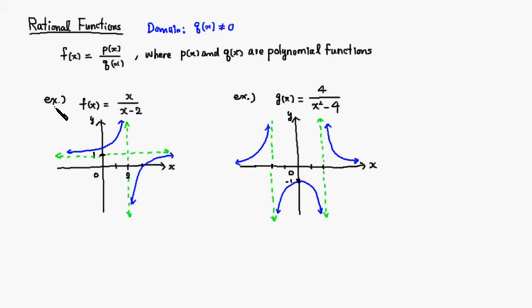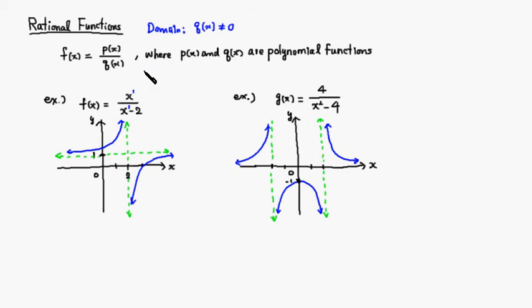First example: f of x is equal to x over x minus 2. x is a linear function and also a polynomial function of degree 1. And the denominator is also a linear function, a polynomial function of degree 1. So polynomial function divided by polynomial function, this is a rational function.